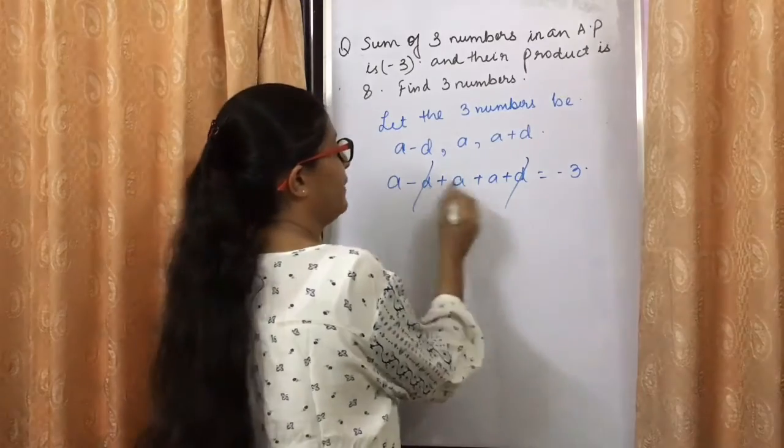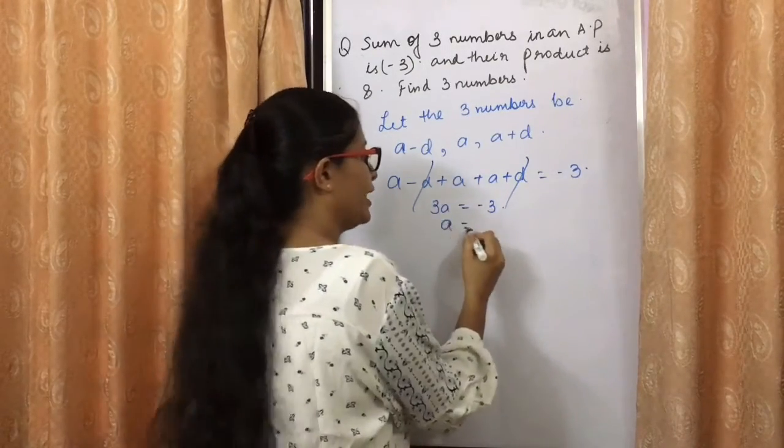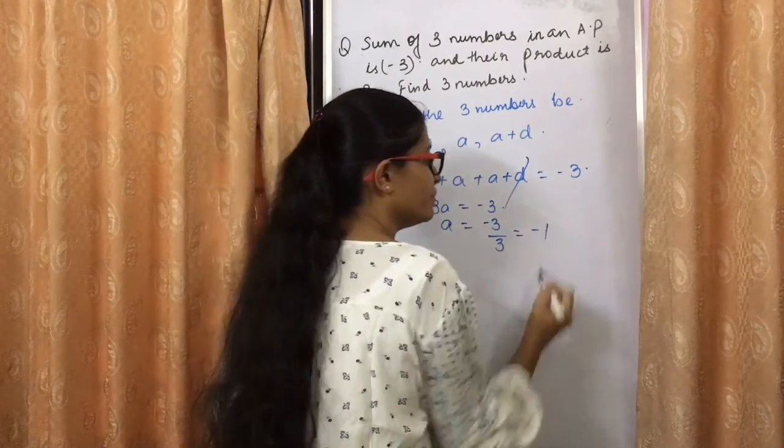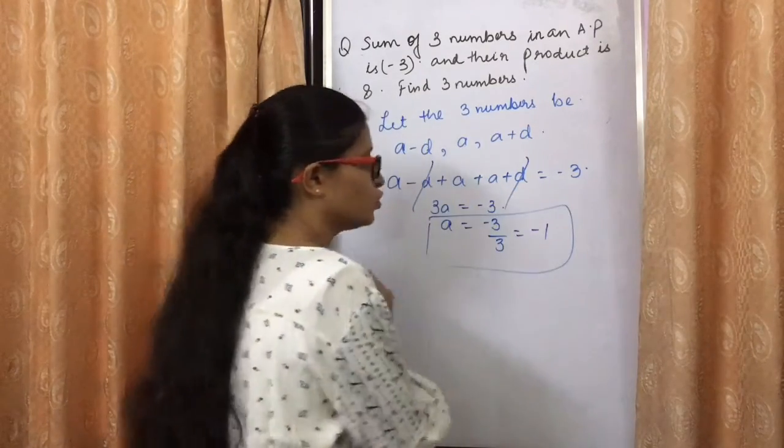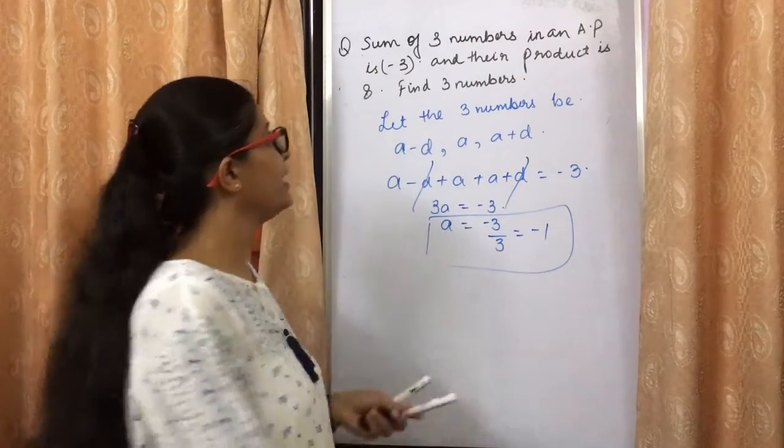Let's see how. A plus A plus A will give you 3A is equal to minus 3. So the value for A turns out to be minus 1. And when the value of A turns out to be minus 1, then it becomes very easy to find out the common difference. Let's have a look.